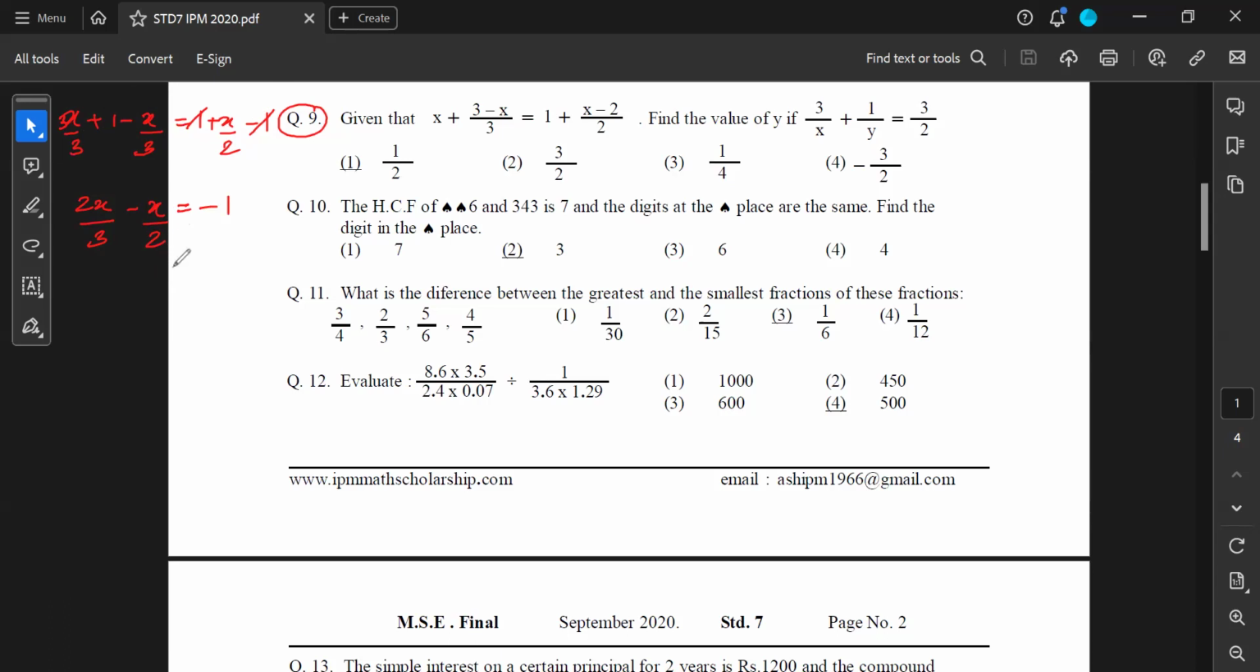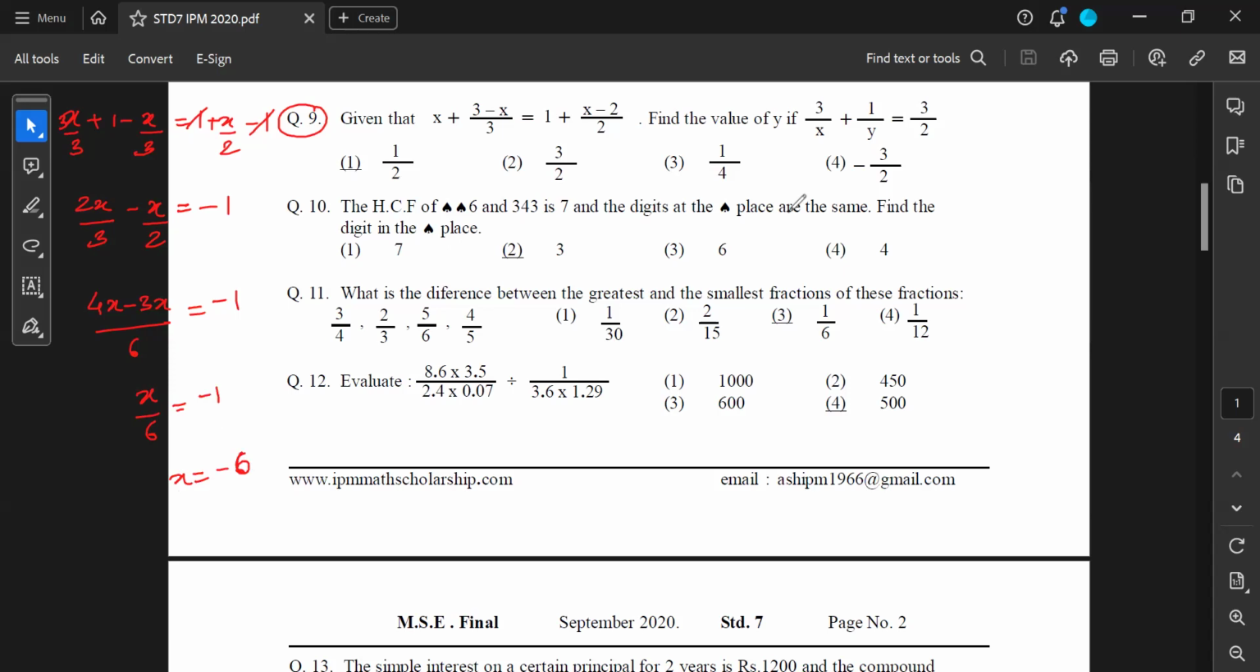Now I have to simply take LCM. Cross multiplication, it's 4x minus 3x upon 3 into 2, 6 is equal to minus 1. 4 minus 3 is 1x upon 6 is equal to minus 1. I take 6 to the other side. I'm getting x equal to minus 6, which is not there in the option. So let me just check if I've made any silly mistake.